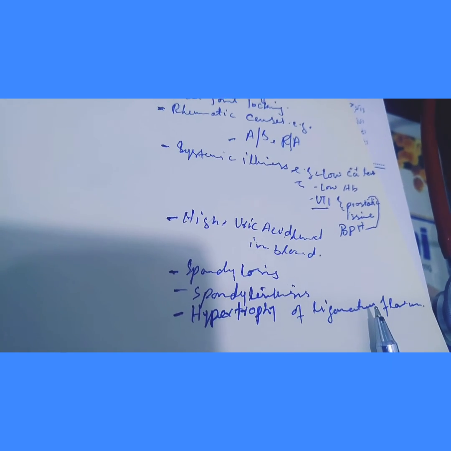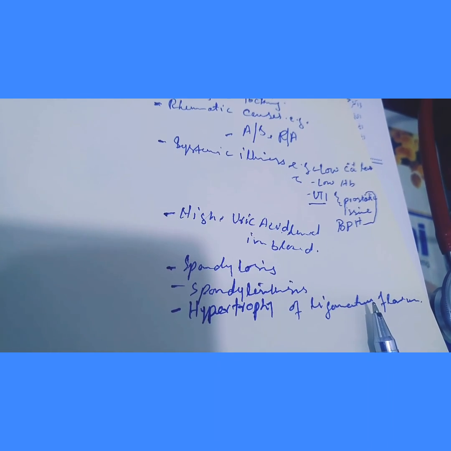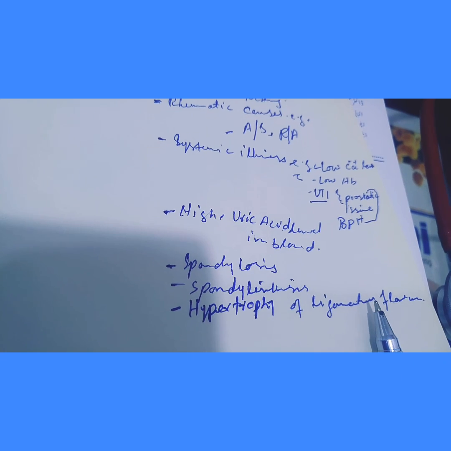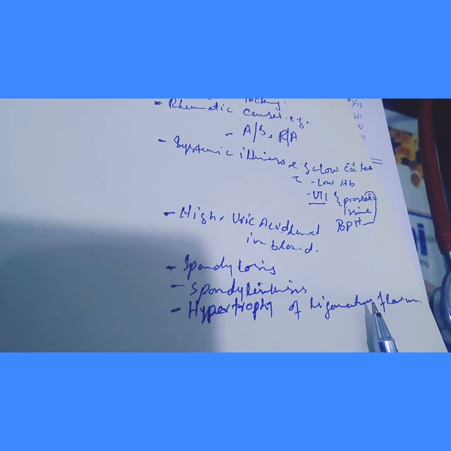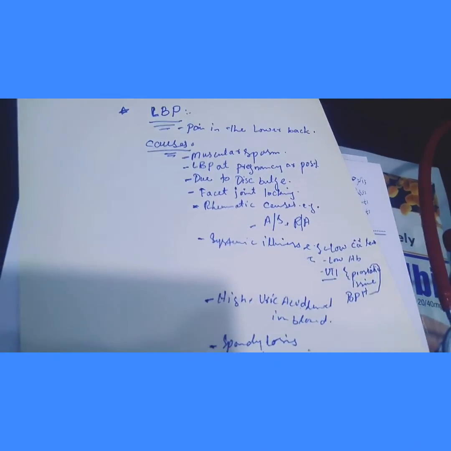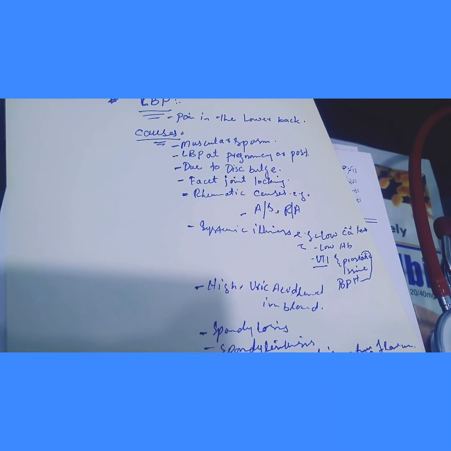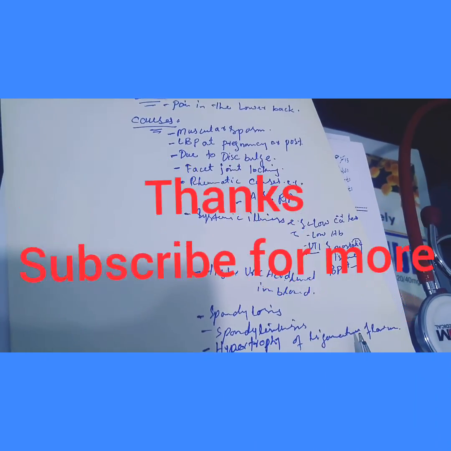If the cause is hypertrophy of the ligamentum flavum, then we have to move on to a surgical procedure to reduce the size of that ligament that can cause compression of the nerve root and cause radiculopathy. By reduction of the size of that ligament, we can solve that issue. So this was all about low back pain, its causes, its diagnostic steps, and its treatment procedure. So that's all for today. Thank you.